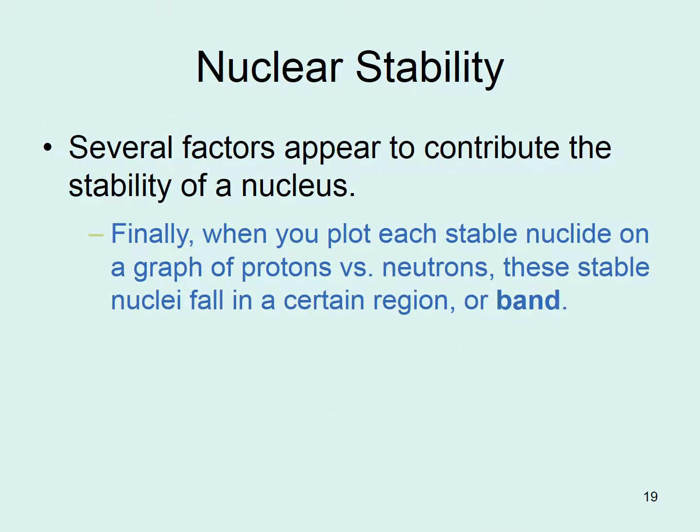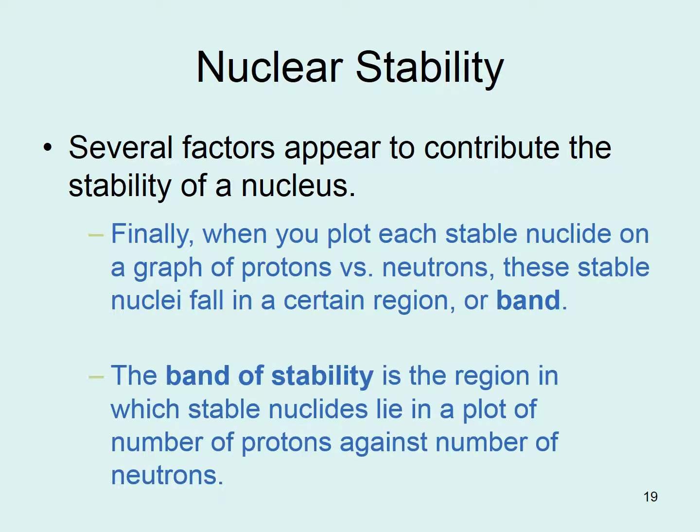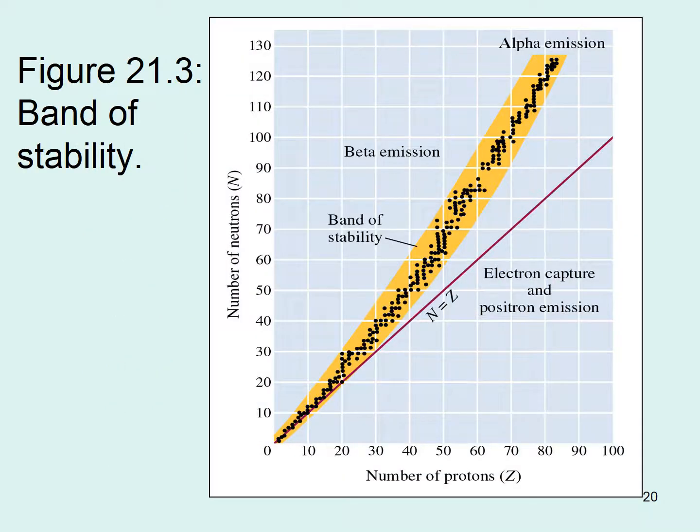If you plot each stable nucleus on a graph of protons versus neutrons, we'll see in just a second that most of the stable nuclei fall in a certain region called the band of stability. This band of stability is a region in which stable nuclides lie, and let's look at it. Here, notice that we've got number of protons plotted on the x-axis, number of neutrons plotted on the y-axis.